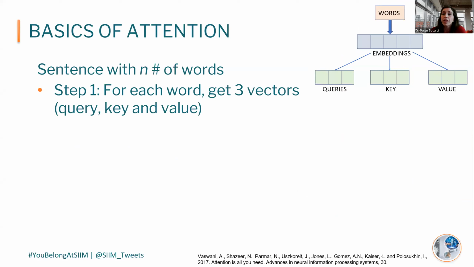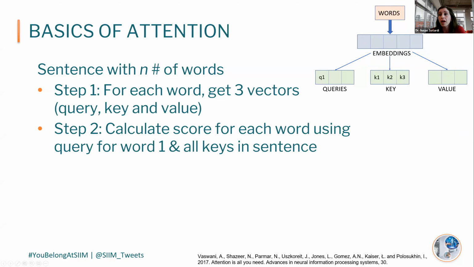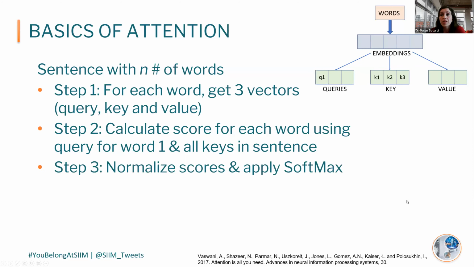To provide a basic framework for attention, we'll start with a sentence composed of n number of words. For each word, we get 3 vectors: the query, the key, and the value vector. Next, we calculate the score for each of the words using the dot product of the query for word 1 and all of the other keys in that sentence. We then normalize these scores and apply softmax to create the logits. We then use these scores to scale the value vector, sum up these values, and get an attention vector for each word as the output of the attention layer.